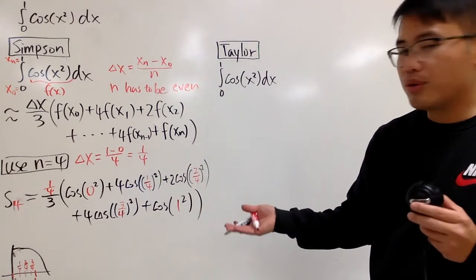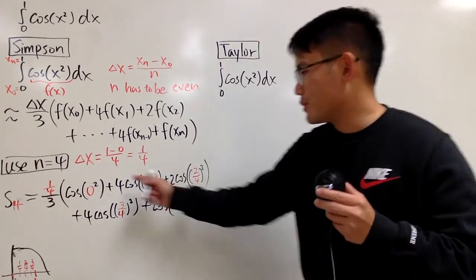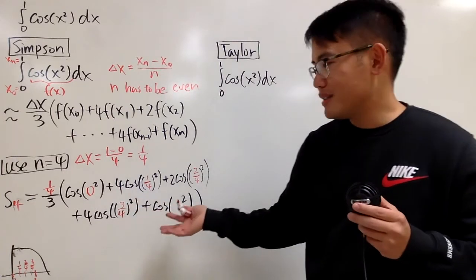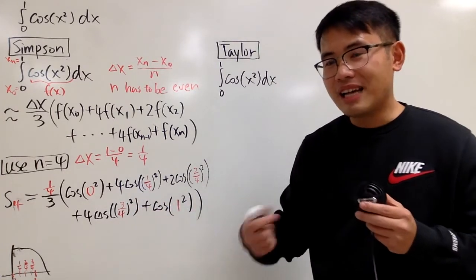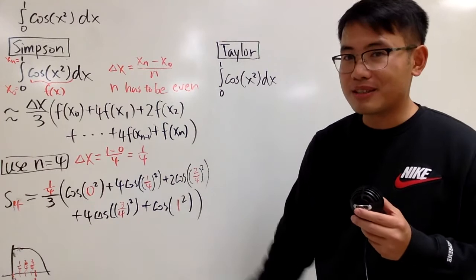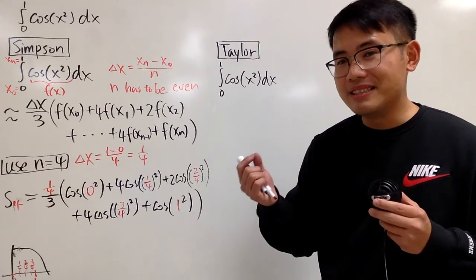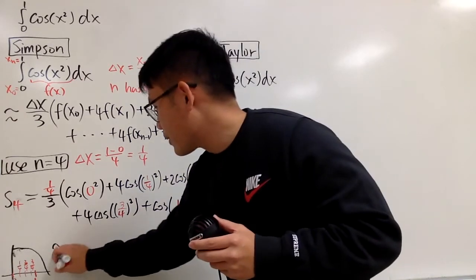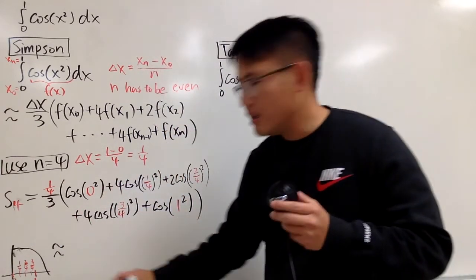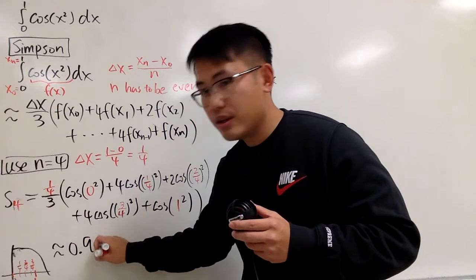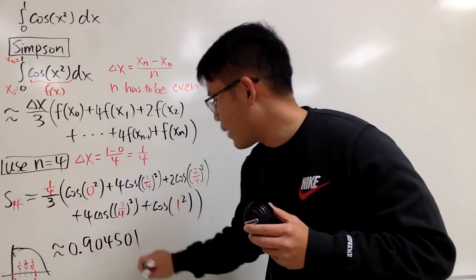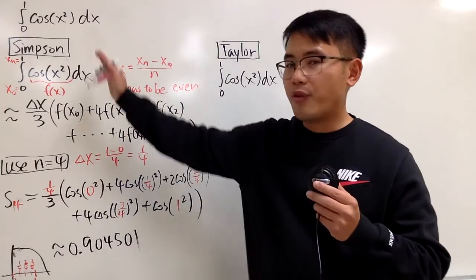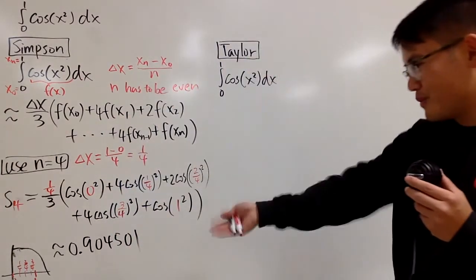And in the end, you are just going to use your calculator to do this. But the good thing is that you can just use a pretty decent scientific calculator. Anything that has cosine, right? That's all. And be sure your calculator is in the radians mode, right? And if you use a calculator, you are going to get approximately 0.90401, right? Like this. So this right here is the answer from Simpson. Thanks to Simpson, we have that.